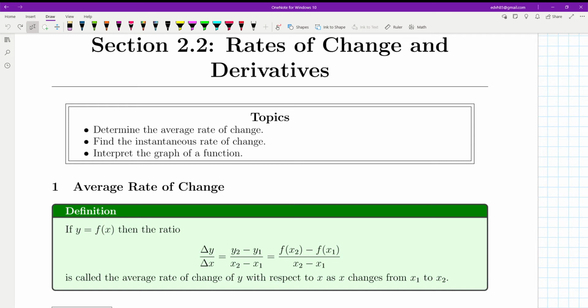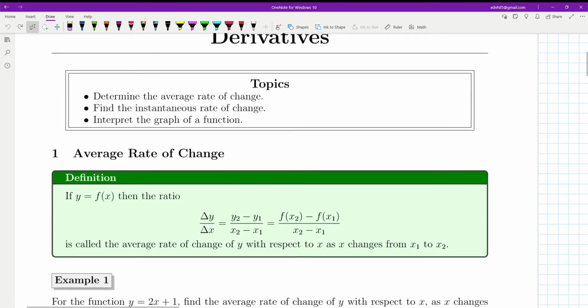However, when it comes to finding the slope of other functions like a parabola or another curve, the slope at any point is not the same, and the rise over run formula is not going to be useful. It's not going to work for our purpose.